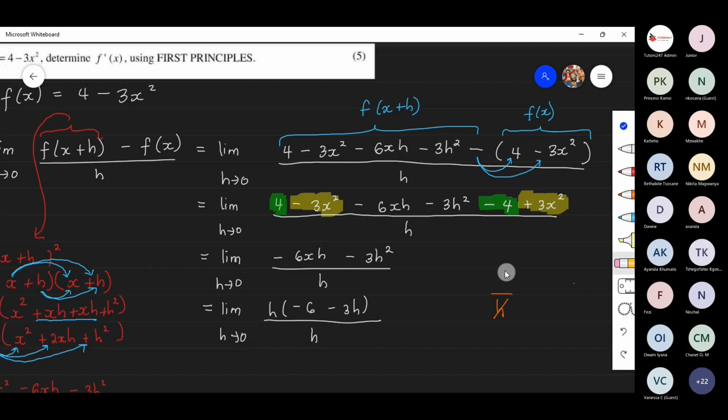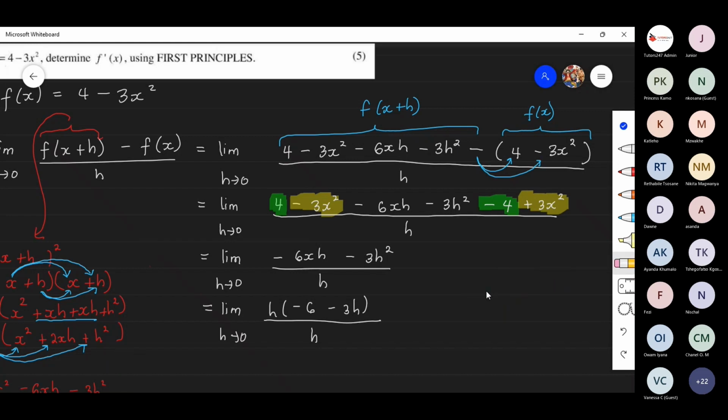If you try the exact same thing with negative 3h squared over h, we know that when we divide common bases, we subtract the exponents. So this is basically h to the power 1. So h squared divided by h to the power 1 is the same as saying negative 3h to the power 2 minus 1, which will then become just 1. And we know we don't really write the 1, so it's just negative 3h.